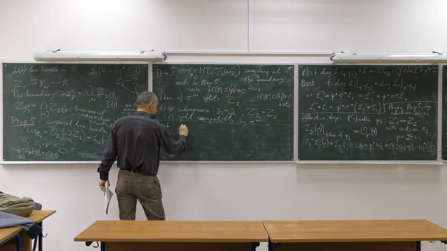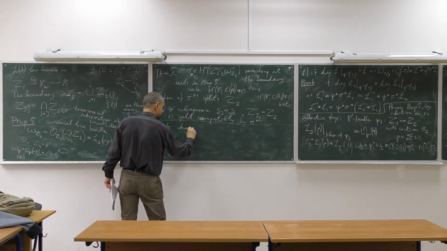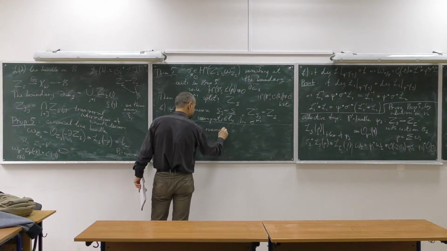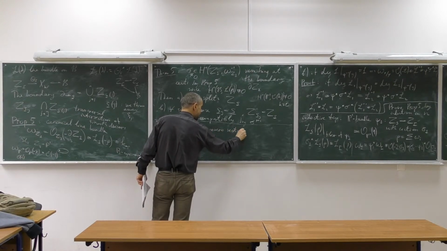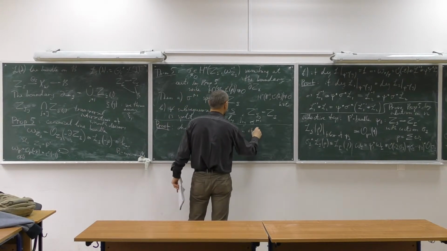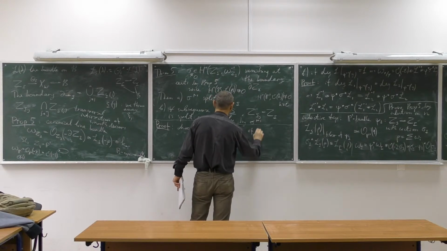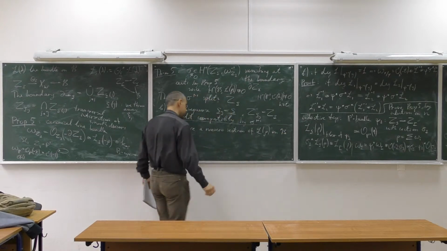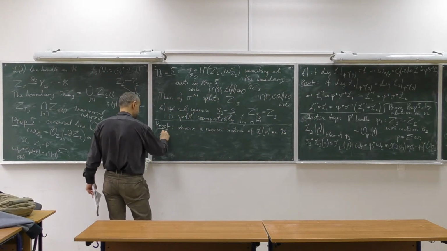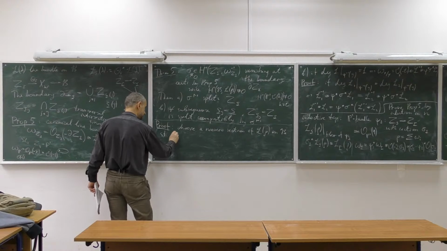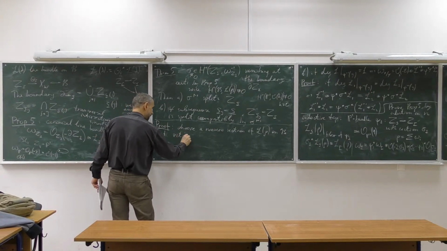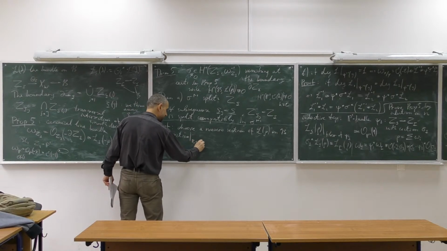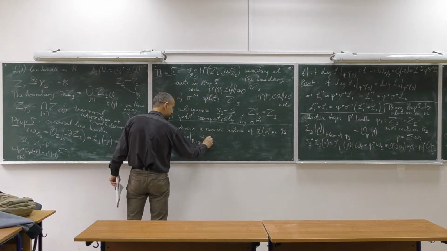So maybe choose a non-zero section of L of rho on B carefully such that this section restricted to the particular point B in the flag variety does not vanish.